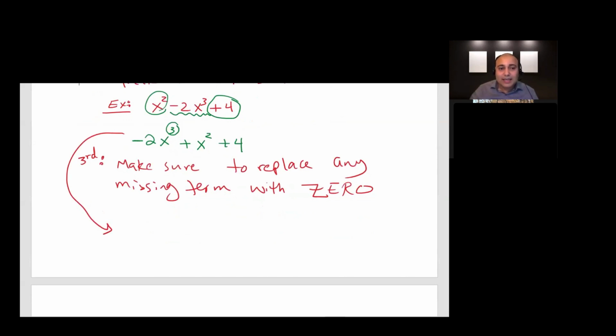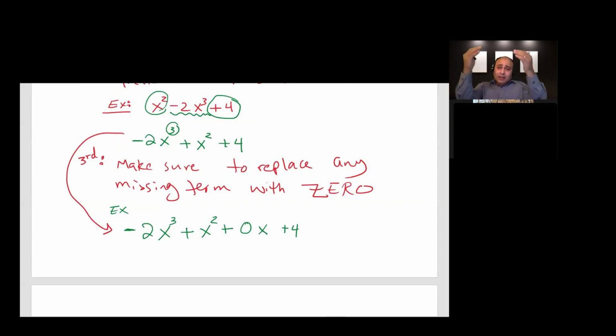Okay, we're missing the x right here, right? So it's going to be negative 2x cubed plus x squared. We're missing the x. So I'm going to make it 0x plus 4. Are we good? And then I'll do the synthetic division. Okay, these are just examples. This is not related to the question itself. Okay, this is just reviewing the topic.